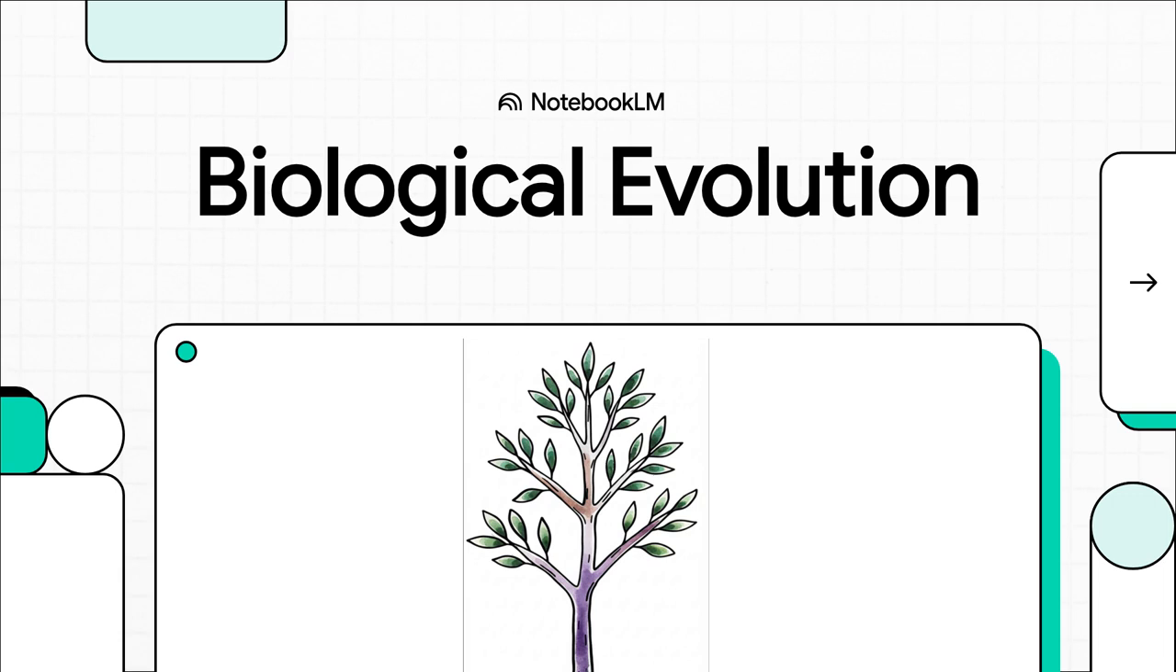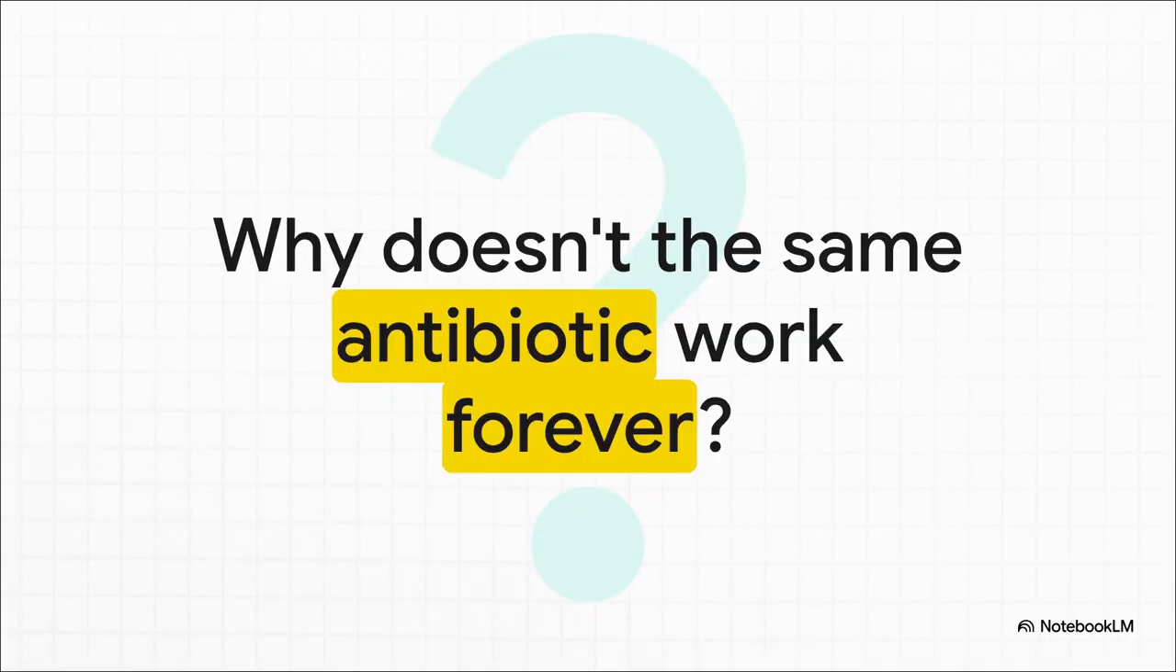Let's dive in. So let me ask you a question you've probably wondered about. Why is it that you can take an antibiotic for, say, strep throat, and it works great, but maybe a few years later, that same antibiotic just doesn't cut it anymore? What's going on there? Well, believe it or not, the answer is evolution in action, and we're about to break down exactly how that works.